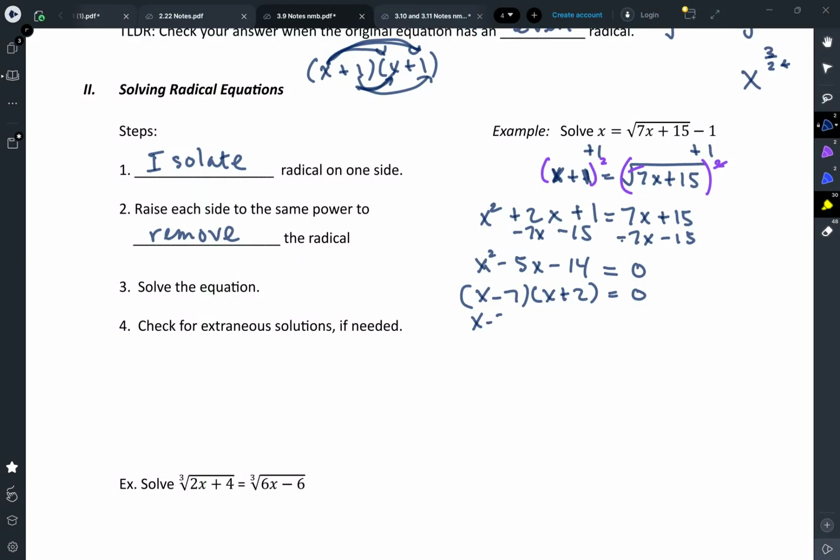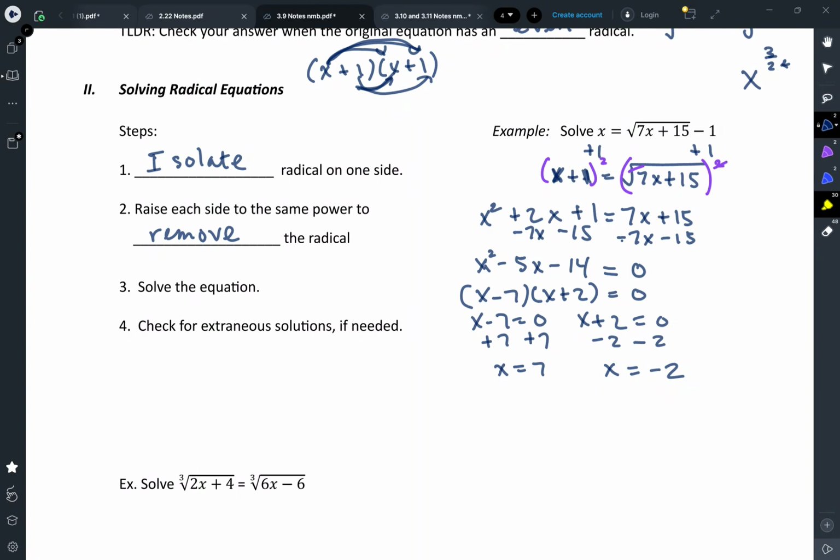So now I have x minus 7 equals 0. I'm going to go ahead and solve this one. And x plus 2 is equal to 0. So I have two answers. One of these might not work, right? That's the problem with squaring both sides. We could be introducing extra solutions. So I do need to check them both.